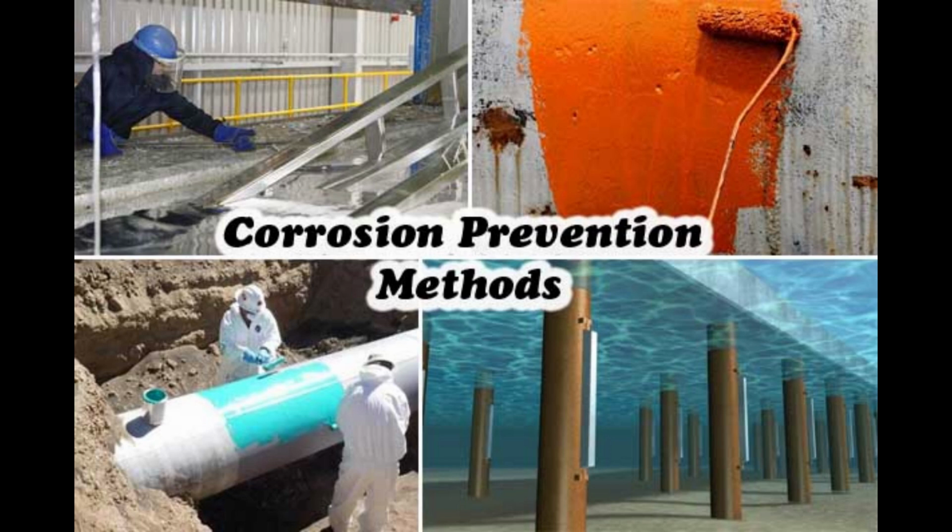Check for rust regularly. Inspect metal regularly for any signs of rust and remove it immediately. You can use degreasers after the initial cleaning. Use rust resistant fasteners. When attaching metal to other metal, use fasteners made from a rust resistant material such as stainless steel.